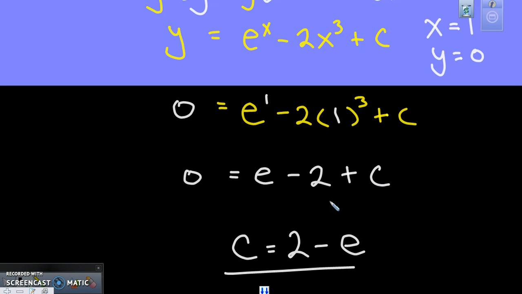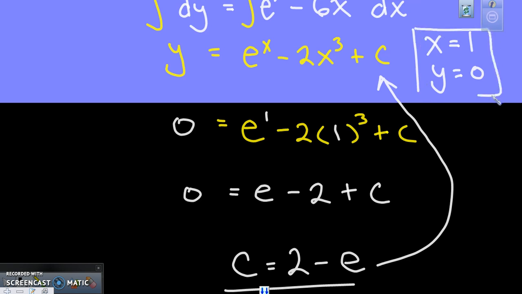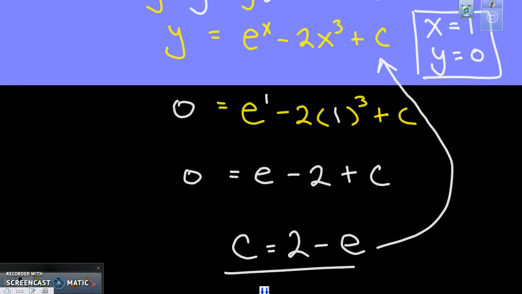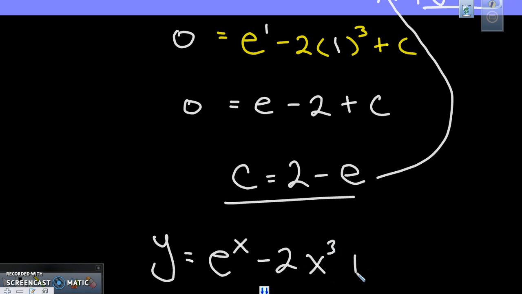Okay, so now we have something to plug in for c. So we go right back to that family of functions that we thought we had, but we don't really have a family this time because we have an initial condition that'll help us get the particular solution, which in this case happens to be y equals e to the x minus 2x cubed plus 2 minus e. So you just plug in your new c value, the 2 minus e, you plug it in for c, and that's your answer.